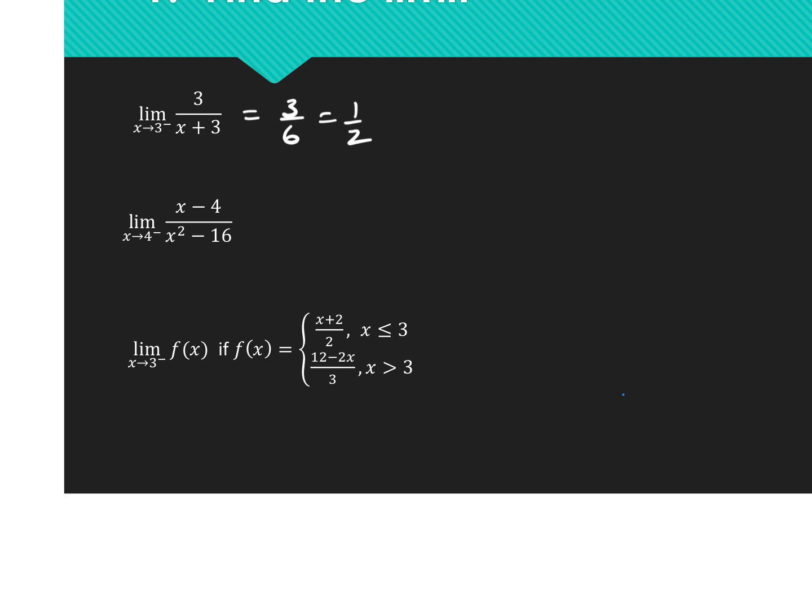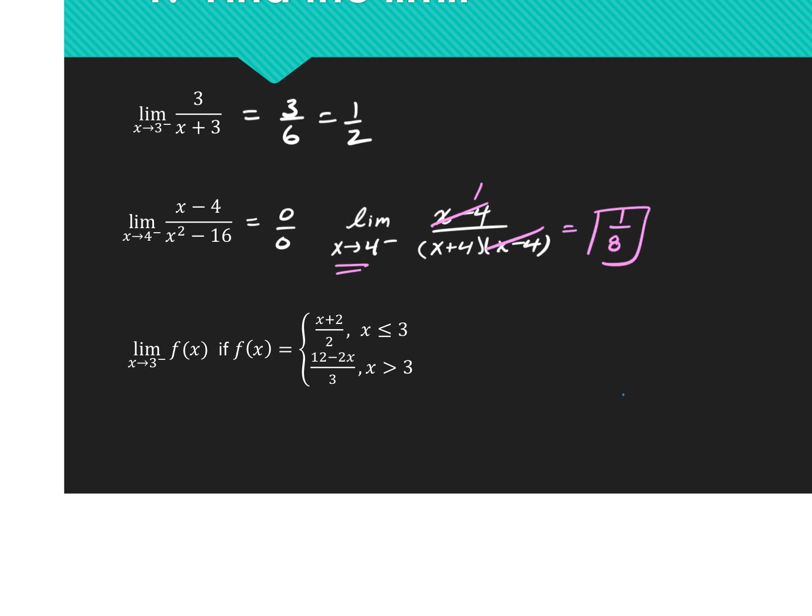All right, for this one, I plug in. If you plug in, you get 0/0, which tells me I want to factor. So we're going to do the limit as x goes to 4 from the left, x minus 4 over x plus 4, x minus 4. It's important that you write the limit. Here these cancel. I'm going to plug in. I get 1/8. So the limit is equal to 1/8.